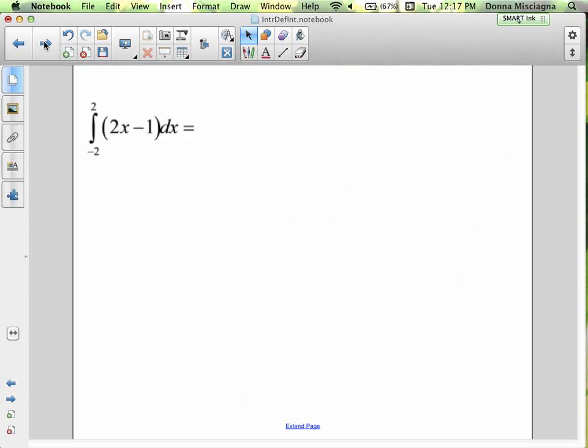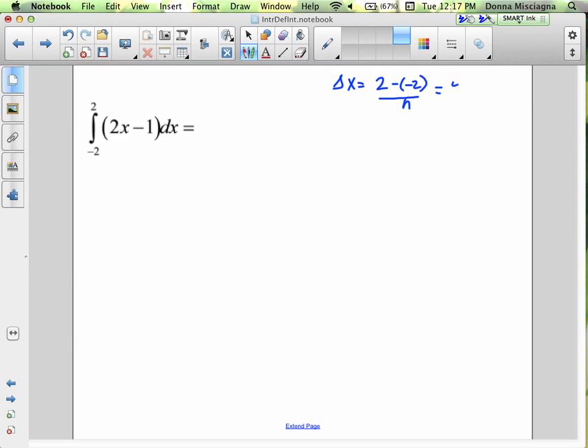All right, so let's use our limit of right Riemann sums, because we can still do that for this one. Change in x would be 2 minus negative 2, divided by n, so that's 4 over n. Let's find x. That would be our starting value, negative 2, plus the change in x, 4 over nj.